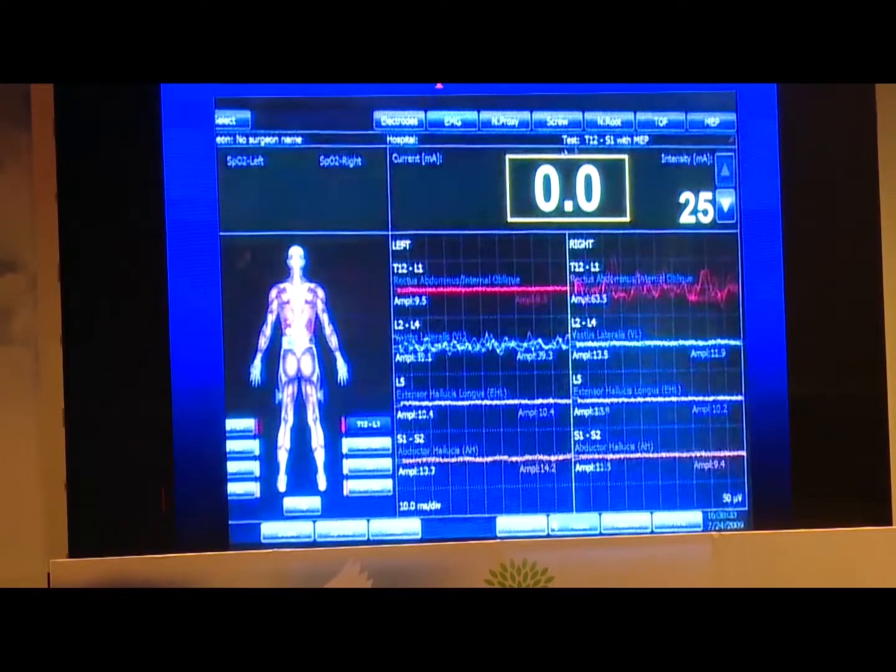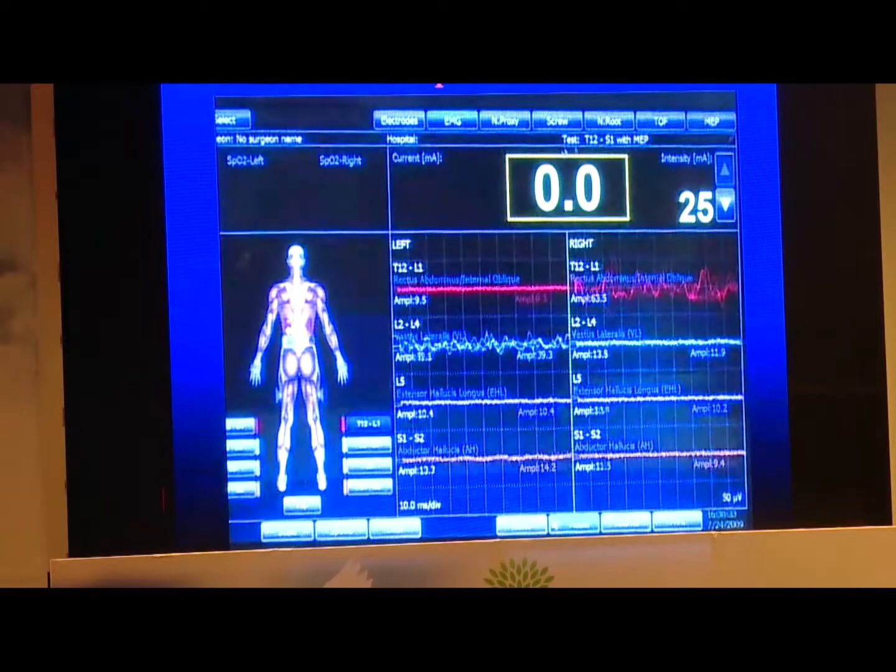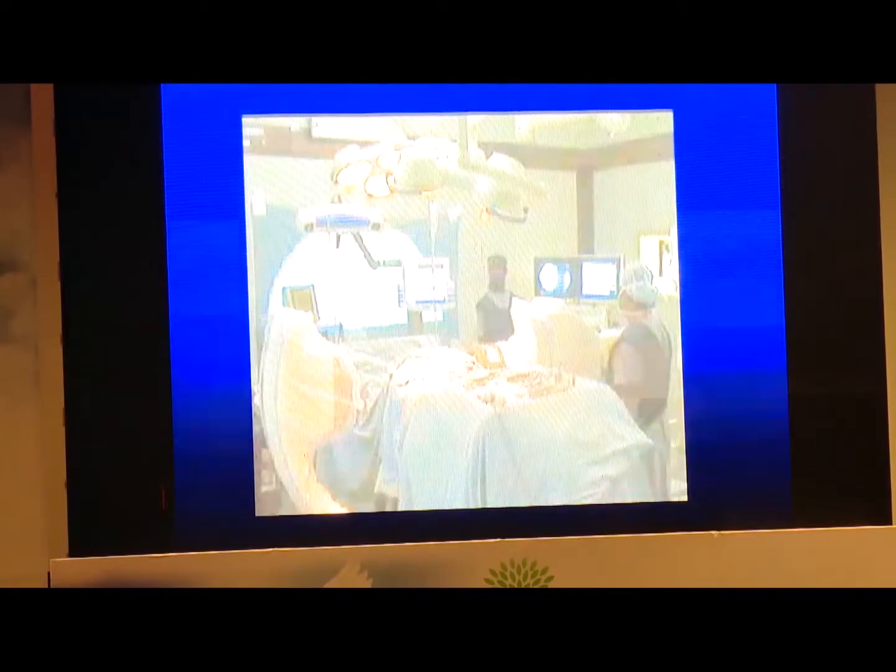This is how exactly we use a Medtronic monitor, and this is how the screen would look, and you'll have to closely monitor, and it's best to have a neurophysiologist to do it for you.